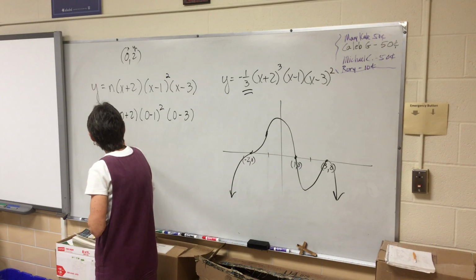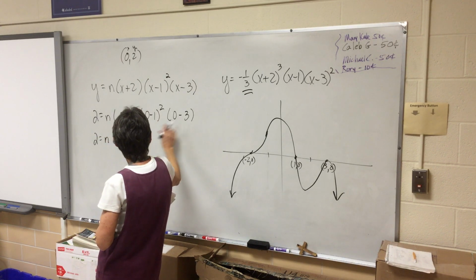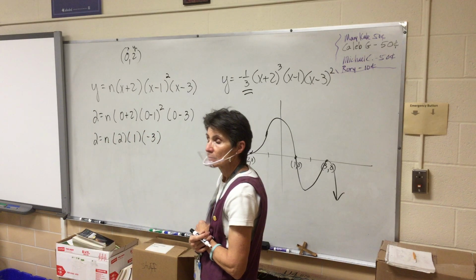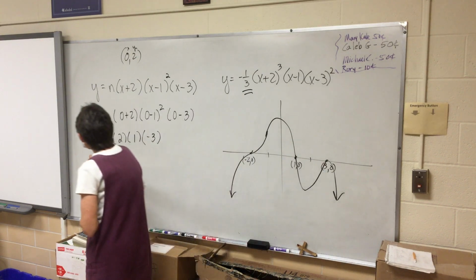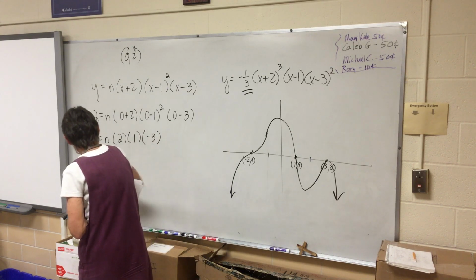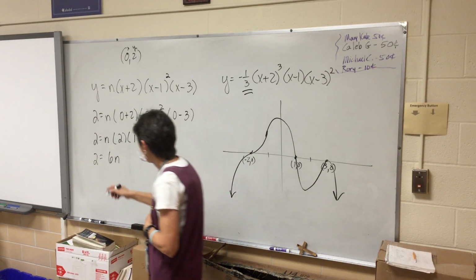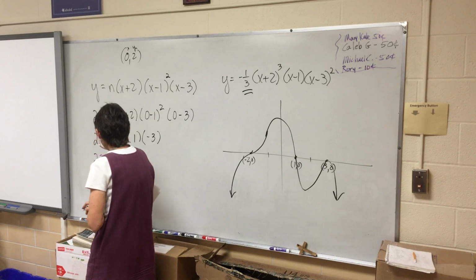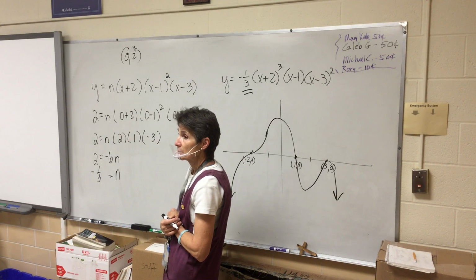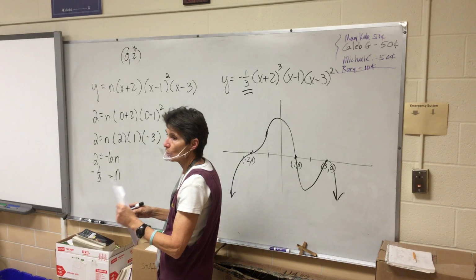So I have 2. What's this equal? 1, negative 3. So 2 equals, what is all that times each other? Negative 6n? So n, oh, negative 6n. So n equals negative 1/3? I know, there's not a lot of space. It's a lot of work.